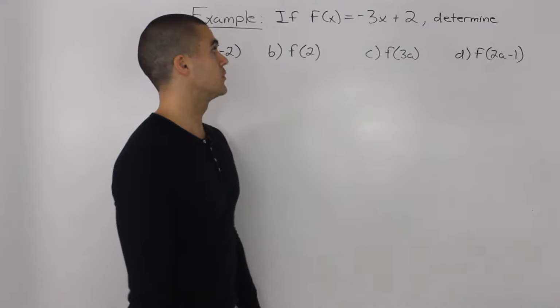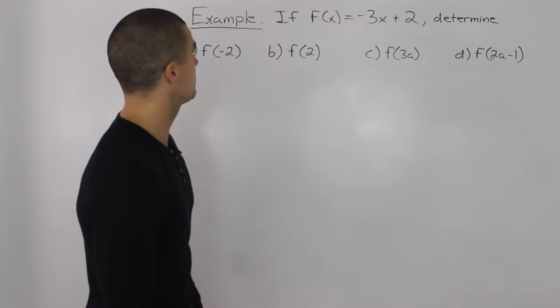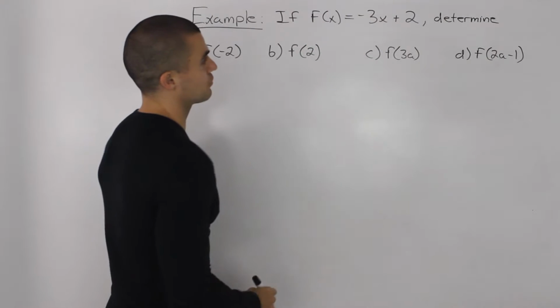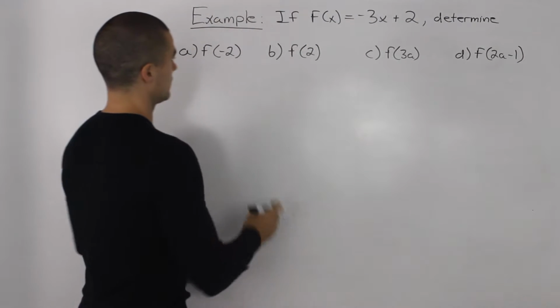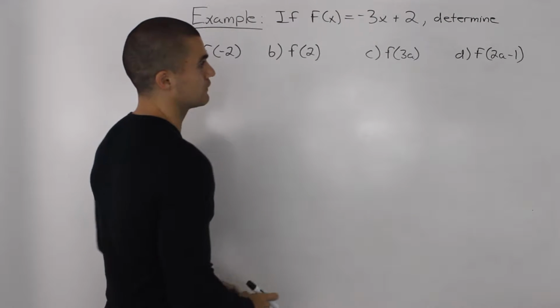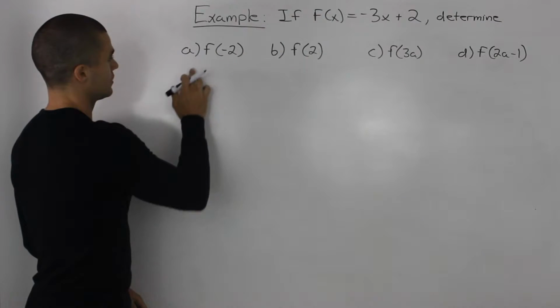So let's do an example dealing with function notation. If we have a function defined as negative 3x plus 2, we have to determine f of negative 2, f of 2, f of 3a, and f of 2a minus 1. So let's start with this one.